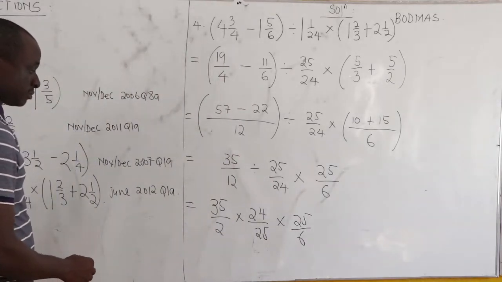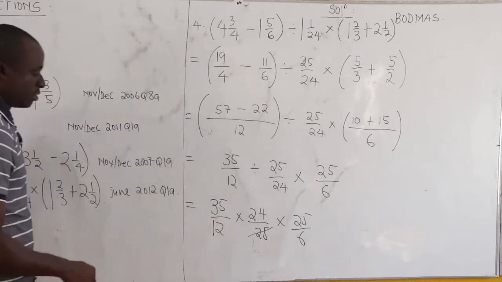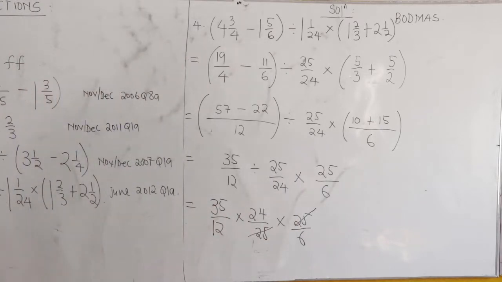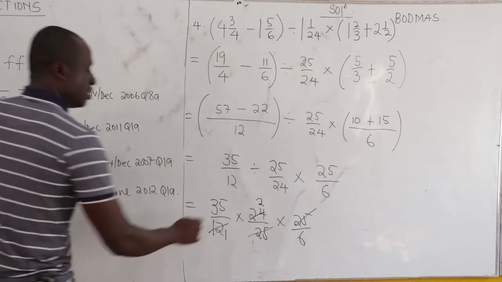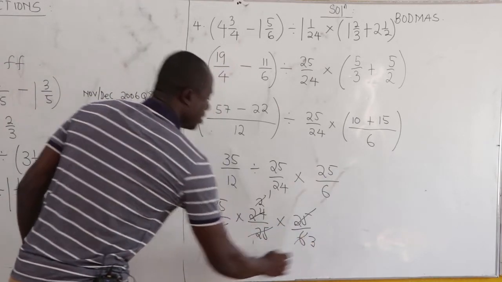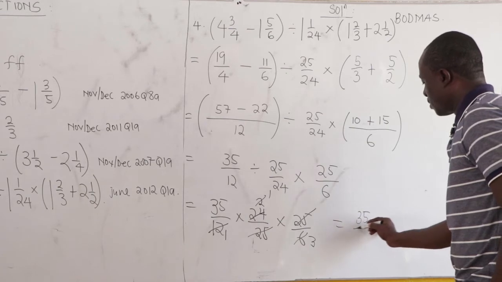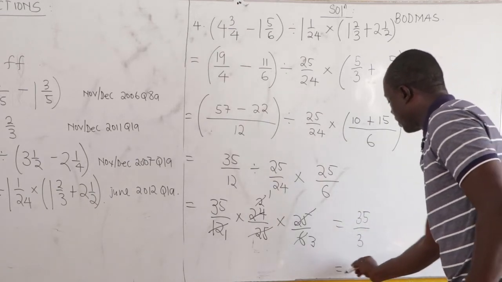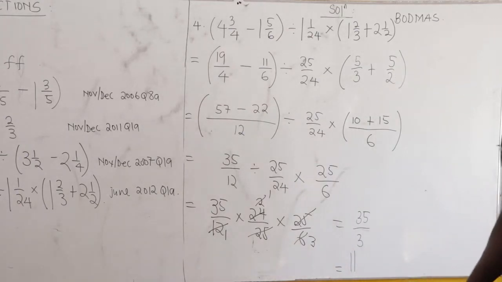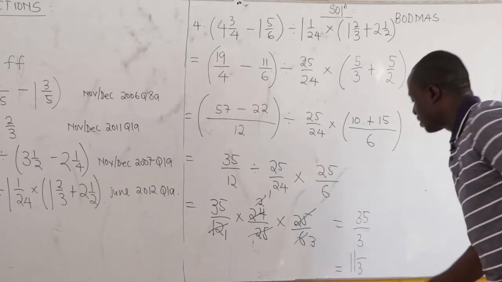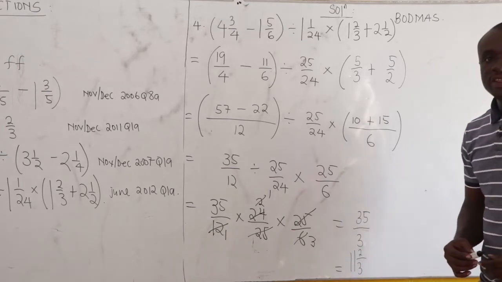Now let's see. This 25 will cancel 25. We shouldn't forget, this is 12. 12 will go into itself 1, 12 will go into 24, that is 2 times. Now 2 will go into itself 1, 2 will go into 6, that is 3 times. So this would give us 35 all over 3. Now how many times will 3 go into 35? That is 11 times. 3 times 11, that is 33. So we have 33 plus what will give us 35, that's 2. So that is 11 whole number 2 over 3.